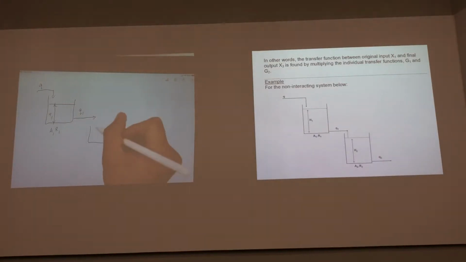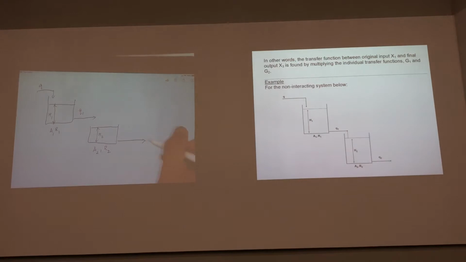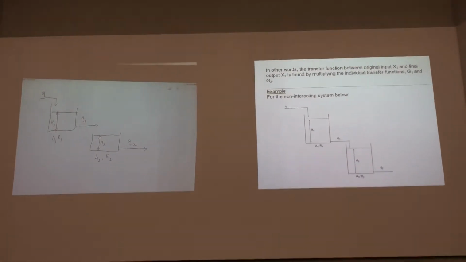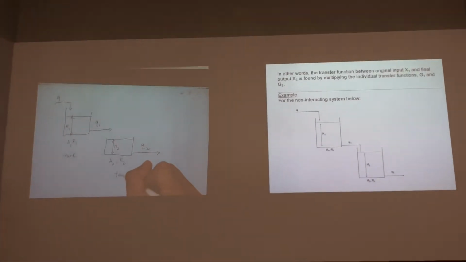In the second tank, we have H2. Over here, the area is also different, R is also different. And the outlet here is Q2. So if you look at this one, it's actually two systems, first system and second system. If I derive the first tank, this one is my tank 1, this one is my tank 2.